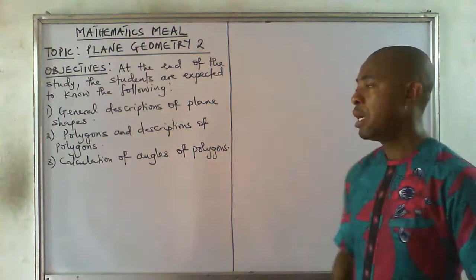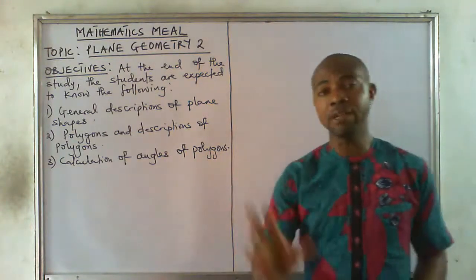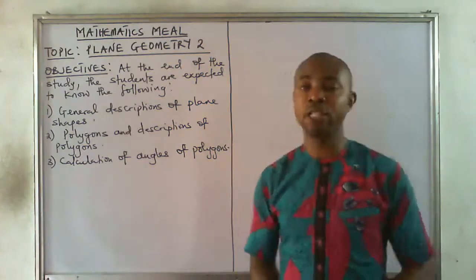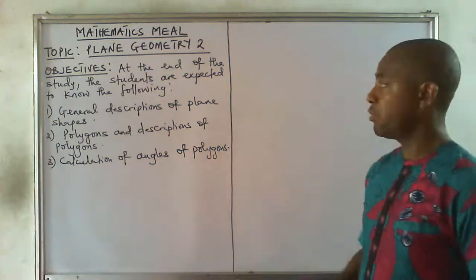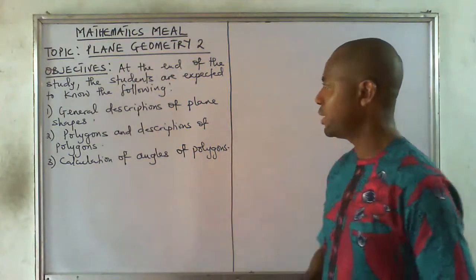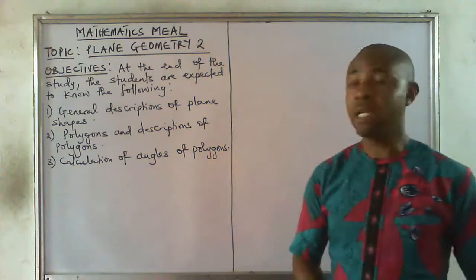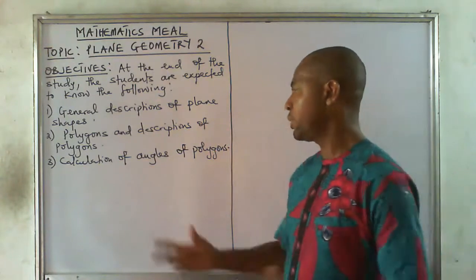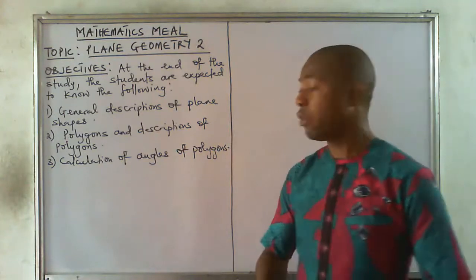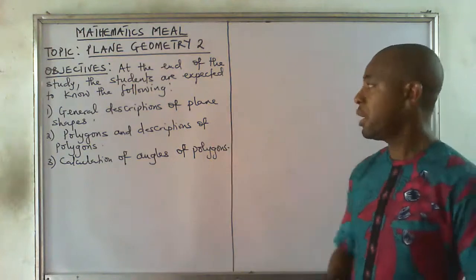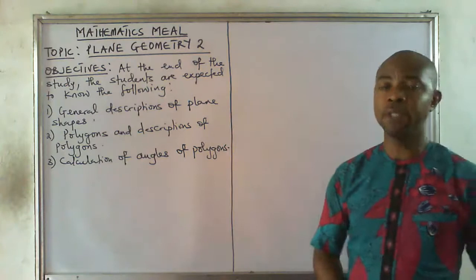So today we are going to begin the journey on plane geometry 2. Generally, when we want to begin any topic, we usually look at the objectives. That's the areas that we need to cover in the course of studying that particular topic. At the end of the study, the students are expected to know the following. 1. General descriptions of plane shapes. Then polygons and descriptions of polygons. Then calculations of angles of polygons. Those are the 3 objectives that we are going to accomplish in the course of studying plane geometry 2.